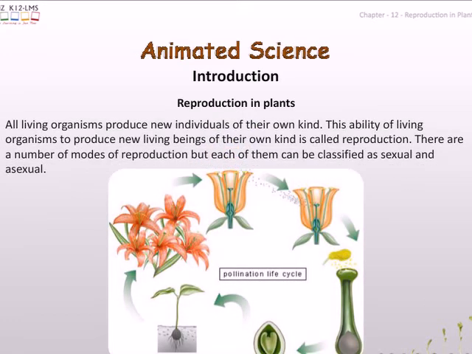All living organisms produce new individuals of their own kind. This ability of living organisms to produce new living beings of their own kind is called reproduction. There are a number of modes of reproduction, but each of them can be classified as sexual and asexual.